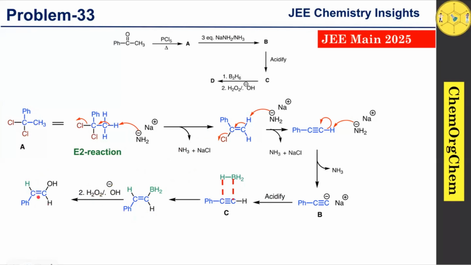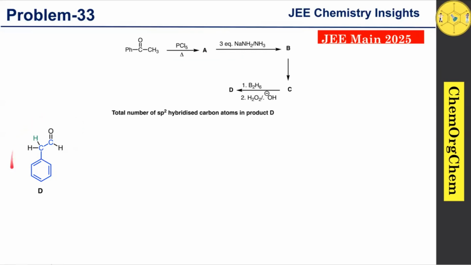This alcohol quickly tautomerizes to produce this aldehyde product. So this is our product D. This is our final product. The conversion of C to D is a hydroboration reaction. This is our product D, which is our final structure.